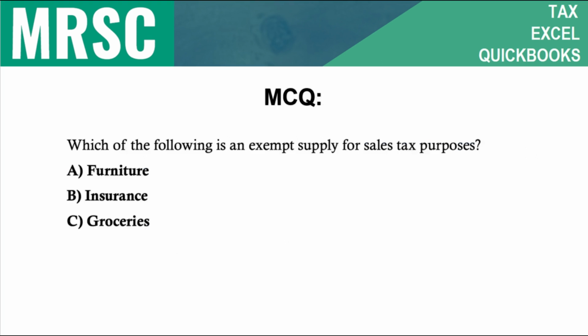Now we're done with our 7 points or 7 questions, which I hope have provided an understanding of sales taxes. And we're going to move on to some basic multiple choice questions, which I hope are going to further reinforce understanding of sales taxes. The first question is, which of the following is an exempt supply for sales tax purposes? A, furniture, B, insurance, or C, groceries?